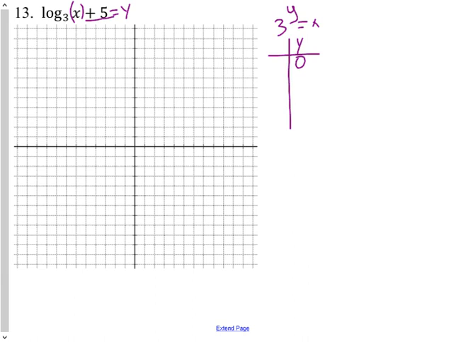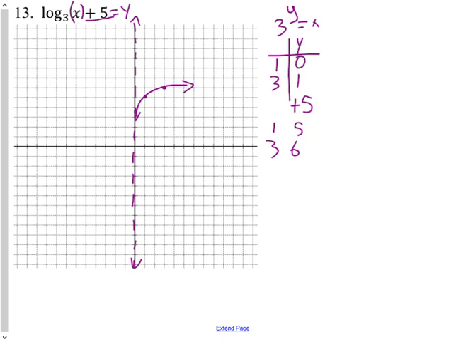Right? Picking 3 to the 0 is 1, 3 to the 1 is 3, kind of similar to the last one. And then the plus 5 only affects the y value. So adding 5 to that, we've got (1, 5) and (3, 6) are my 2 points. There's my point. And then without any movement, my asymptote is x equals 0.